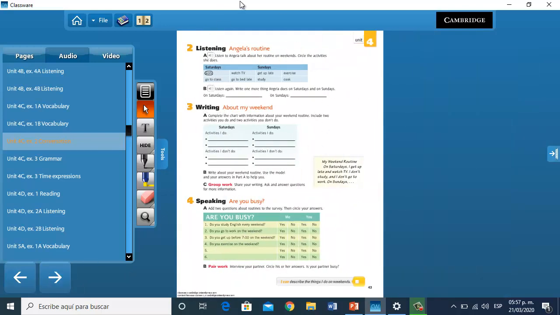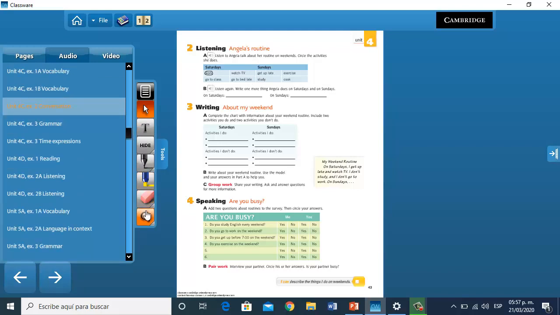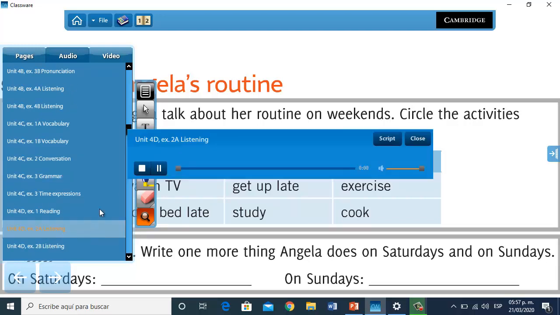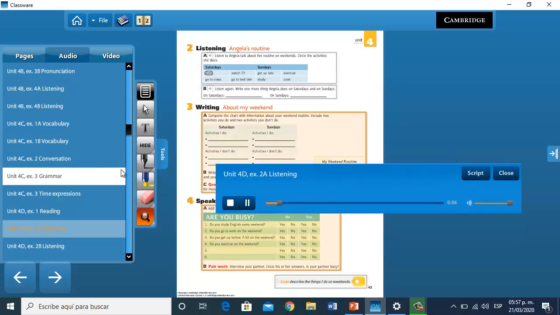Then we have these activities. Here we have listening, Angela's routine. Listen to Angela talk about her routine on weekends. Circle the activities she does. So I'm gonna play the audio for this activity in case you don't have the activation code or you wanna do it here with me. So please pay attention to the audio. It's for the listening, page 43, exercise 2. Listening. Angela's routine.